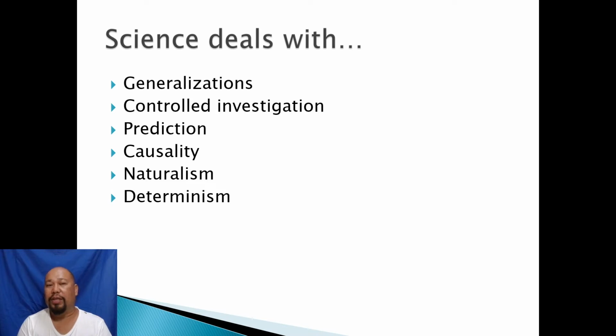So, controlled investigation, this is in particular our research. Say we conduct an experiment, for example, and then we control all the variables. There are many kinds of variables: the independent variable, the dependent variable, and extraneous variables.